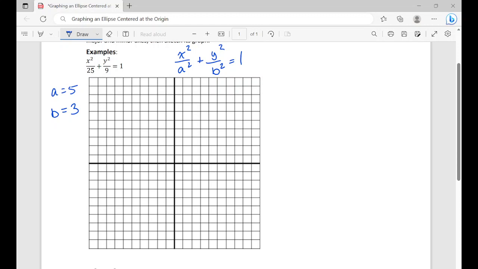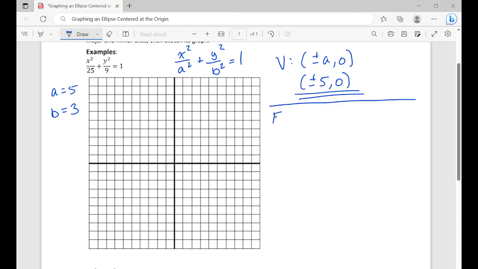Now that I know that, I can find the vertices. So first off, let me use V for vertices. And you find the vertices for a horizontal ellipse at plus or minus a, comma, 0. So the vertices here, very simple to find, are at plus minus 5, comma, 0. So there are the vertices for this ellipse.